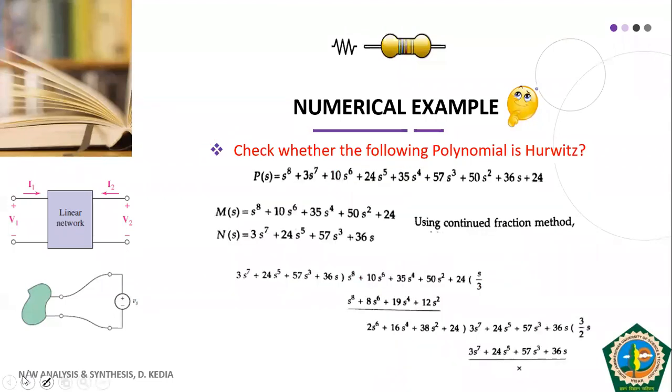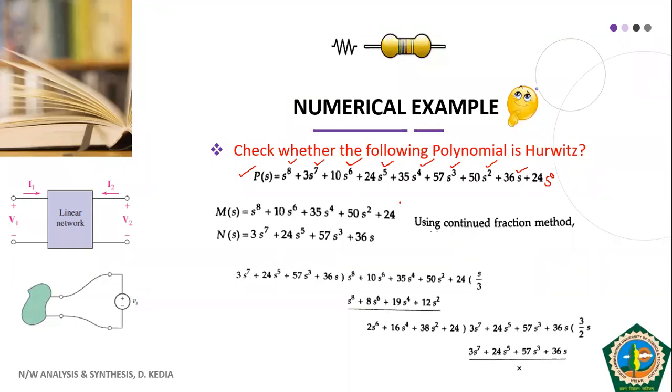So here, dear students, if you look carefully at the polynomial given, all the terms are present. We have power 8, 7, 6, 5, 4, 3, 2, 1, and s raised to power 0. So all the powers are present. Second thing is all the coefficients are real and positive. So your necessary conditions are satisfied, but these are not sufficient.